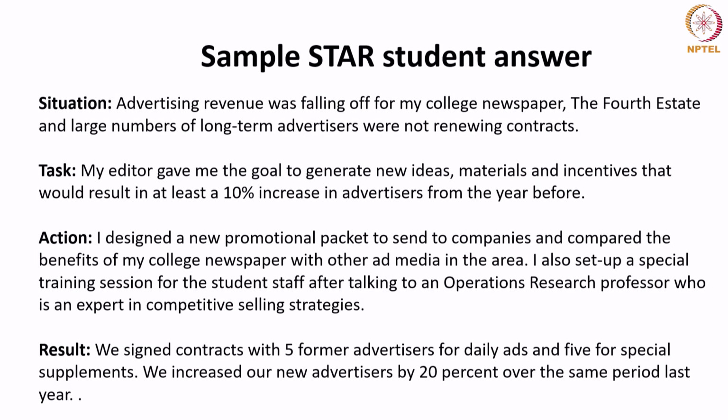The situation the student found themselves in was that they were working for a newspaper organization called the Fourth Estate, and the revenues were falling off. Why was it falling off? It was falling because the long-term advertisers were not renewing contracts. So the student was given a task: they were asked to increase the revenue by 10%. Do what you have, but increase the revenue. That was the task given to them.